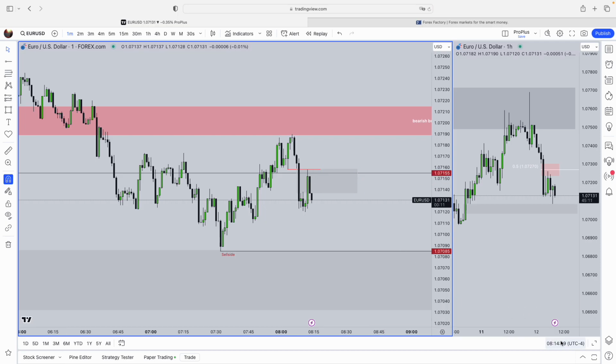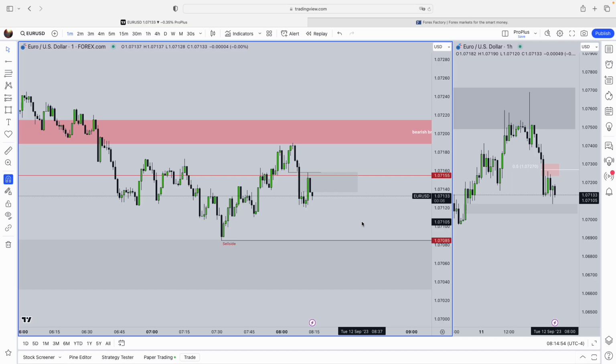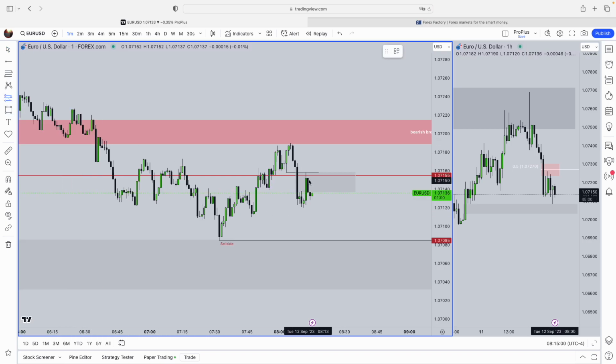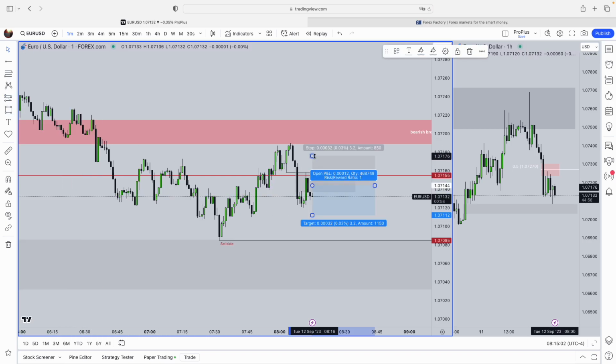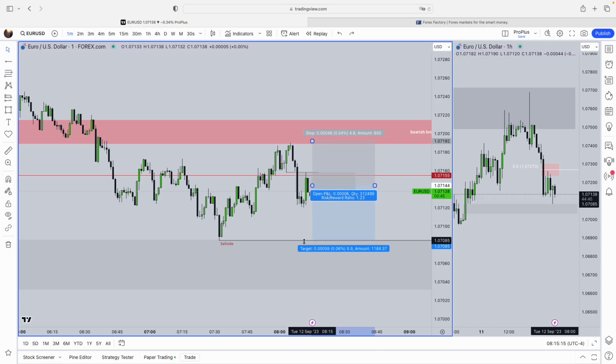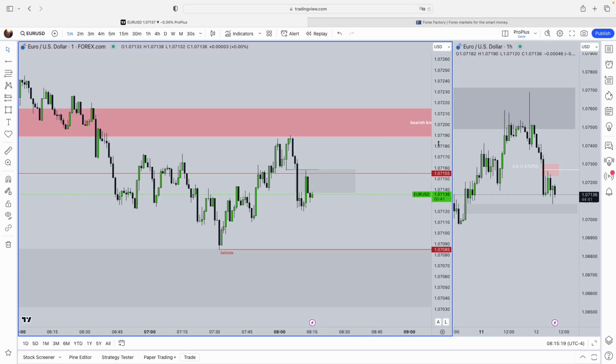It's between the kill zone, 7 a.m. to 10 a.m. as well. So if you did enter, say you wanted to enter at consequent encroachment, where's your stop going to be? Your stop has to be above these here, because price would potentially want to reach into that. Is that a good trade? No, 1 to 1.2, which is not a good trade.